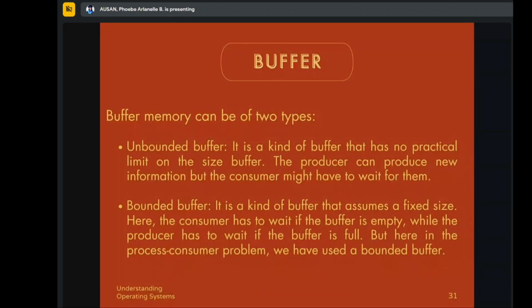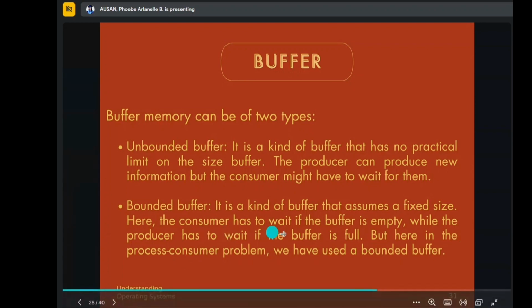Buffer memory can be of two types. Unbounded buffer is a kind of buffer that has no practical limit on the size of the buffer. The producer can produce new information, but the consumer might have to wait for them. The second one is the bounded buffer. Here, the consumer has to wait if the buffer is empty, while the producer has to wait if the buffer is full. In the producer-consumer problem, we have used a bounded buffer.